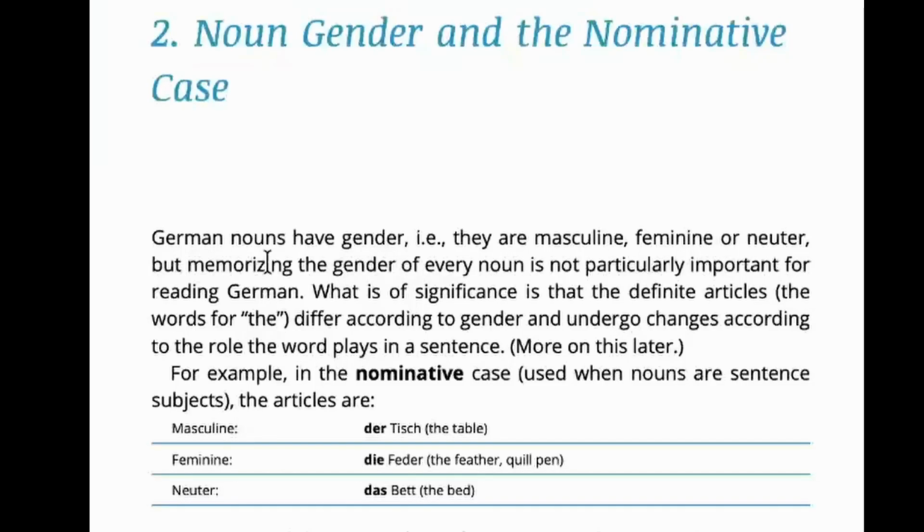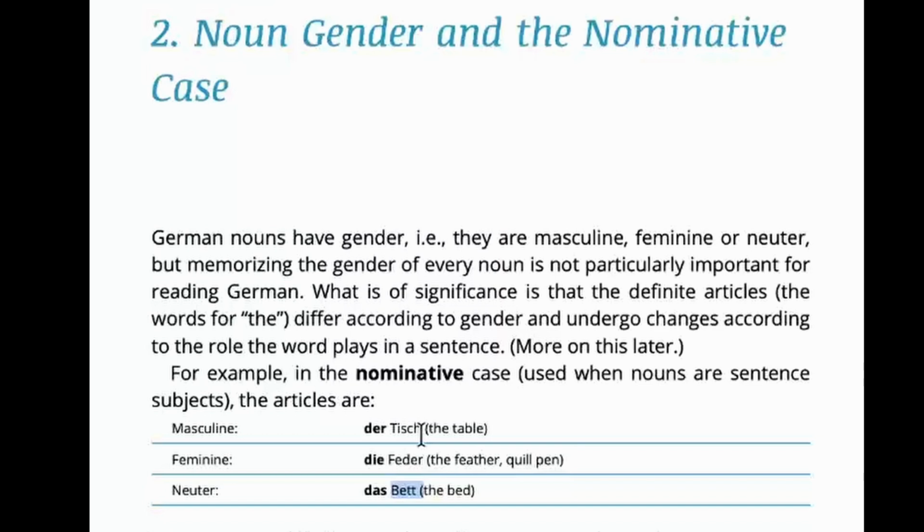Unlike in English, there is a thing called gender in German. Every noun has a gender. They can be masculine, feminine, or neuter. A table is masculine, and a feather is feminine. A bed is neuter. Why is a table masculine? Some cultural reason, probably. I don't know.